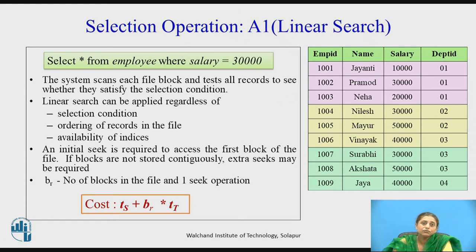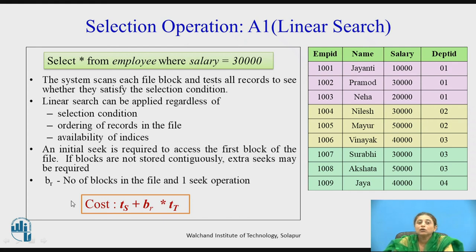Now, linear search will be applied regardless of the selection condition, and also regardless of the ordering of the records. Whatever the ordering, it doesn't matter when we go for linear search, because we start from the first record till the last record. And regarding availability of indices, here we are not using any index. If the file is too long or is not stored continuously, then we require many seek operations. Otherwise, if the file is stored continuously, we will require only one seek operation to start with, and then all the blocks will be brought to the main memory.